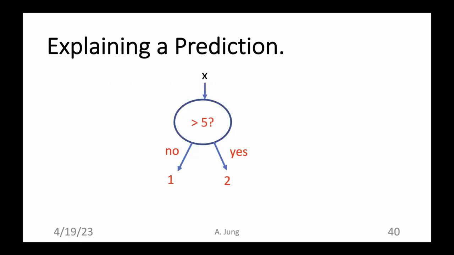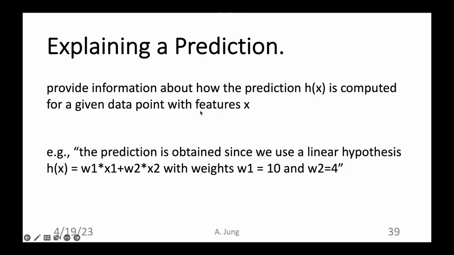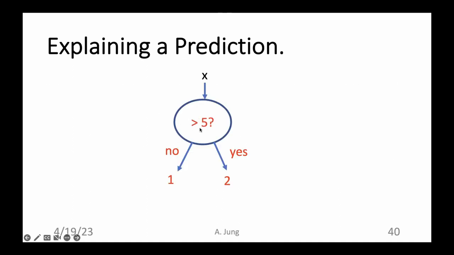One popular form of explanation, or what is often considered an explanation, is also a decision tree, a learned decision tree. So a decision tree for which we know all the thresholds in these tests. Such a decision tree is considered an explanation for a prediction.